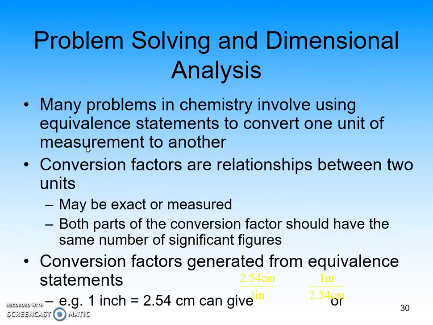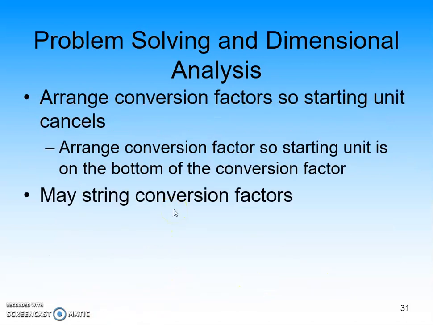Now, problem solving and dimensional analysis. Many problems in chemistry involve using an equivalence statement to convert one unit of measurement to another. Conversion factors are relationships between two units, and may be exact or measured. Both parts of the conversion factor should have the same number of significant figures. So a conversion factor generated from an equivalence statement is 1 inch is equal to 2.5 centimeters. This is the conversion factor. So arrange the conversion factor so the starting unit cancels. Arrange the conversion factor so the starting unit is on the bottom of the conversion factor, and you may string conversion factors.